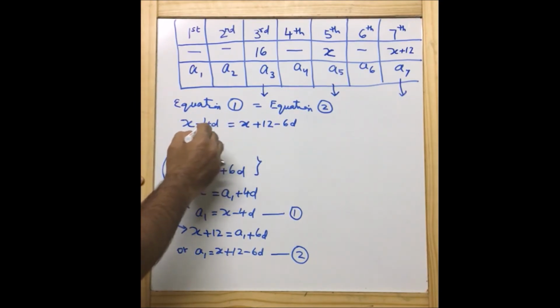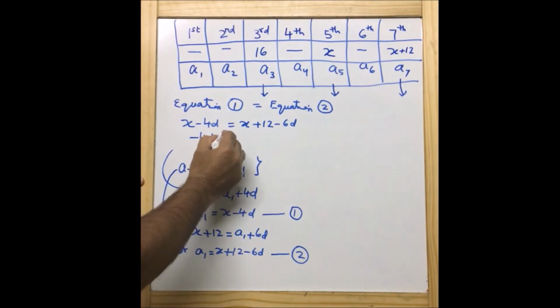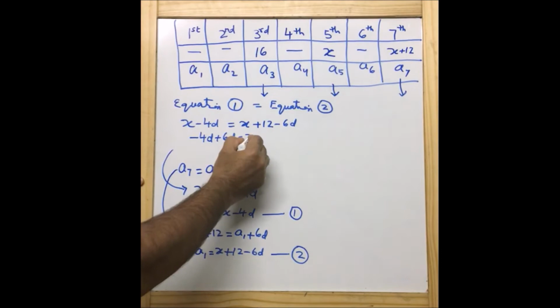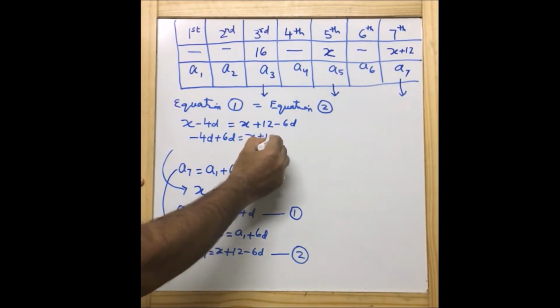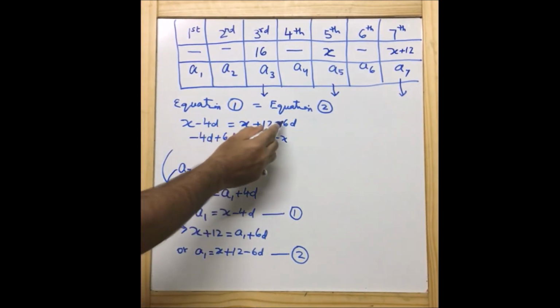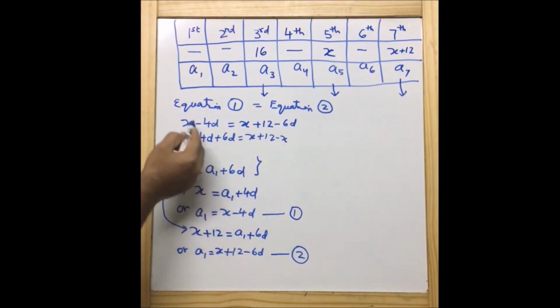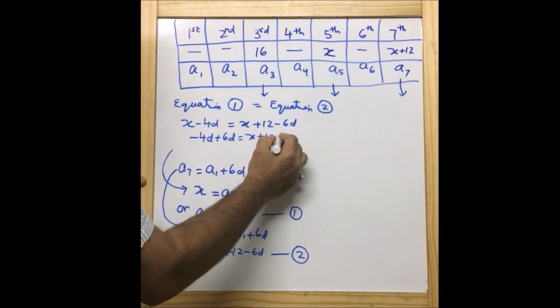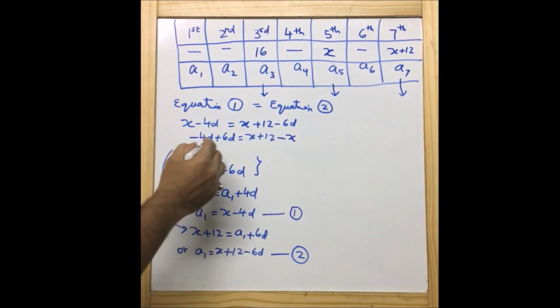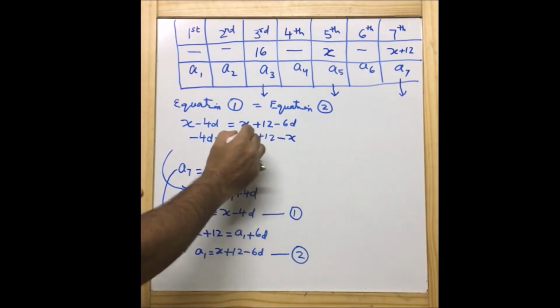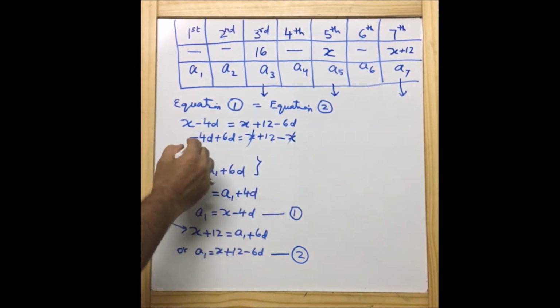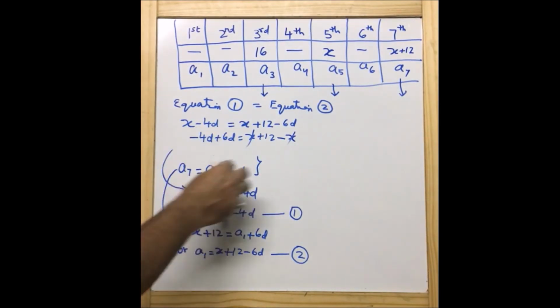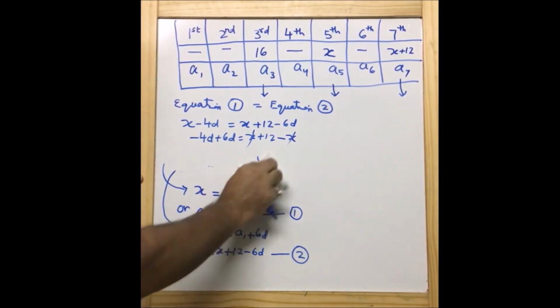Now moving the things, I can say minus 4D plus 6D is equal to X plus 12 minus X. I just brought this 6D to the left side and moved this X to the right side. X here is positive, so here our X will become negative. Then you could see that this positive X and this negative X will cancel, and this minus 4D plus 6D, after solving, we will be getting 2D.